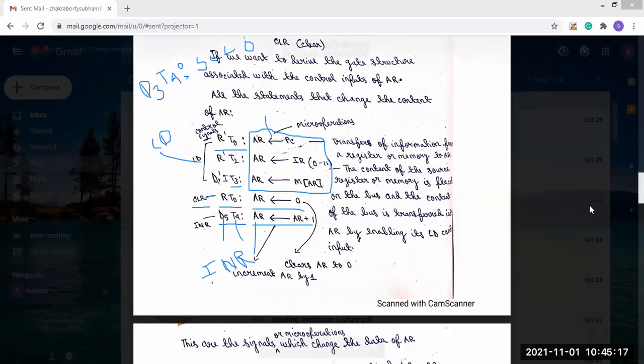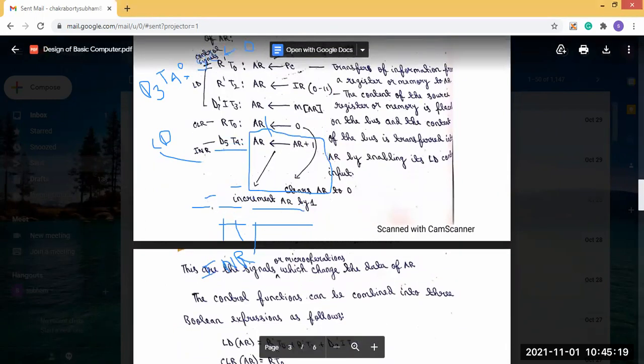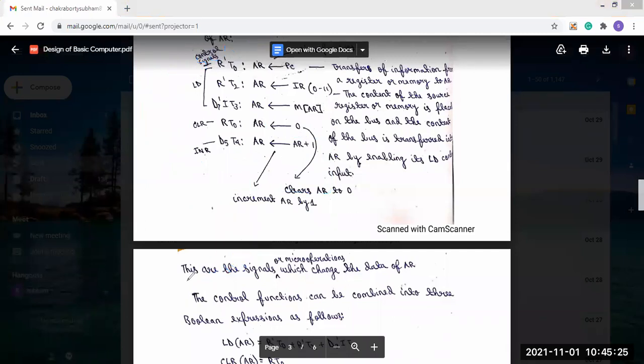Okay. Now, these are the signals, or micro operations we can say, which change the data input of the address register, or we can say the content of the address register. Now, we have already seen this.